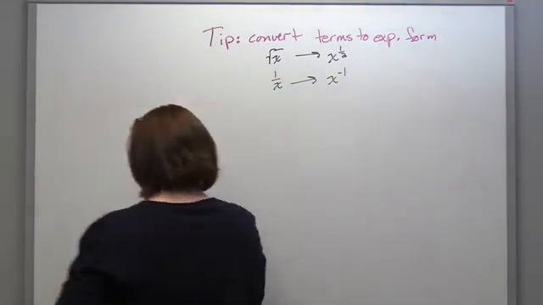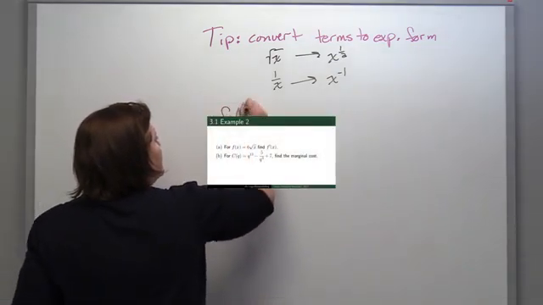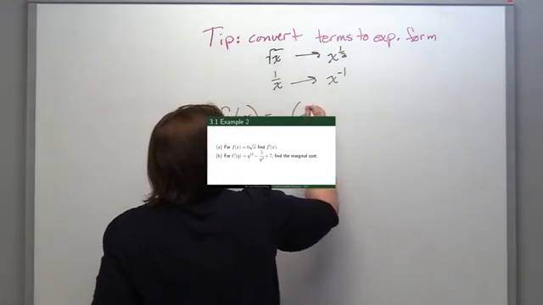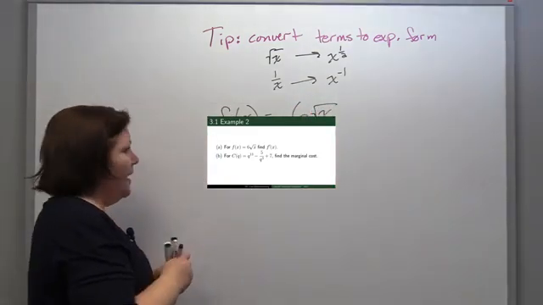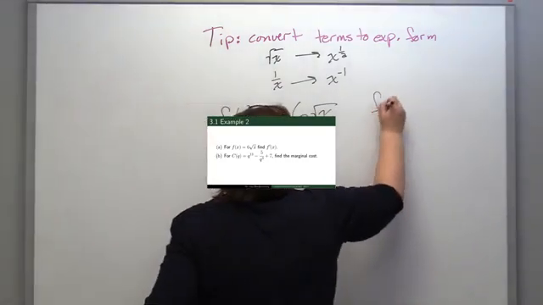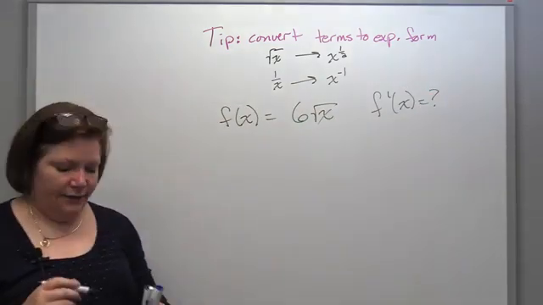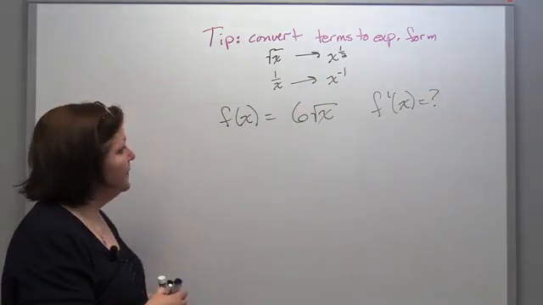So our first example is we are given f of x is 6 times the square root of x. And we are asked to find what the derivative is. It might be worded in lots of different ways. Differentiate the following, various things like that.